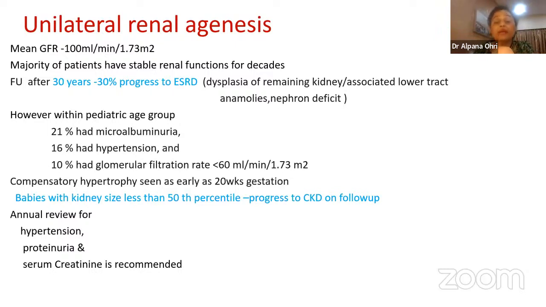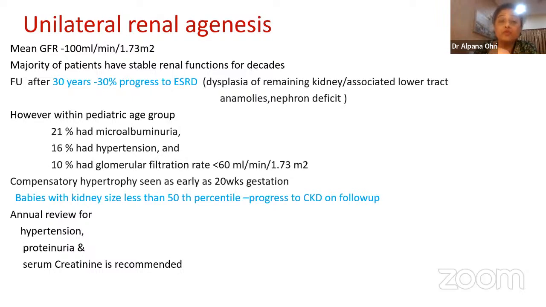But it has been realized recently that up to 30% can progress to end-stage renal disease by 30 years of age. Why does this happen? It can be multifactorial. There may be dysplasia in the remaining kidney, or associated lower urinary tract anomalies, or less nephron number per se, leading to hyperfiltration and its associated complications.